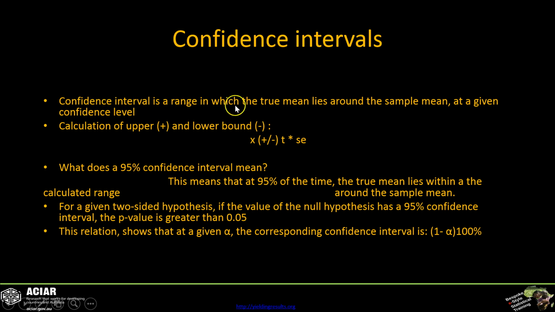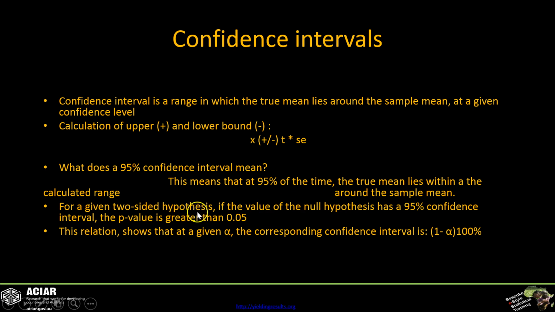Lastly, confidence intervals. A confidence interval is a range in which the true mean lies around the sample mean at a given confidence level. We calculate an upper and a lower bound, and so this is our estimate plus or minus t multiplied by the standard error of that estimate. What does the 95% confidence interval mean? This means that 95% of the time, or if you repeated it 95 times out of 100, the true mean lies within a calculated range around the sample mean.